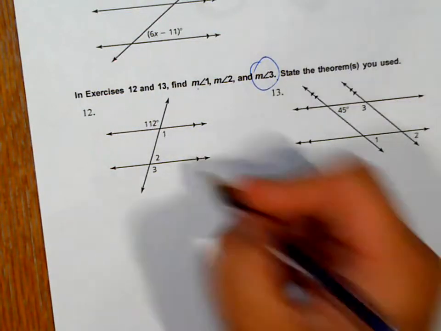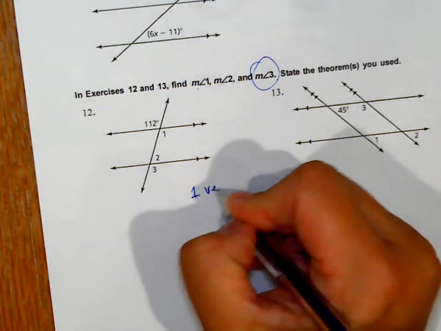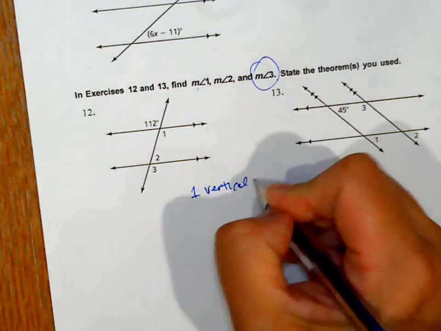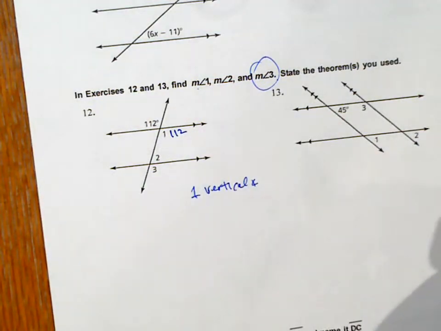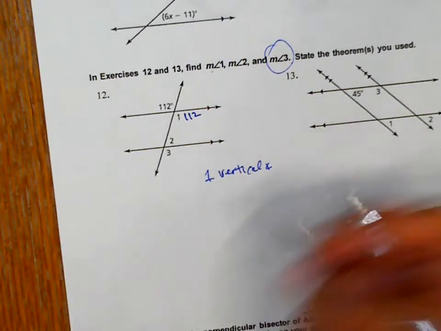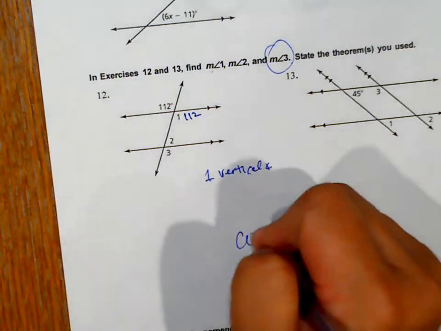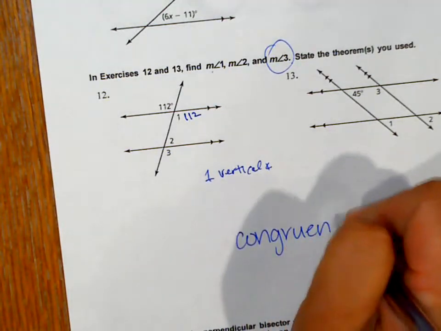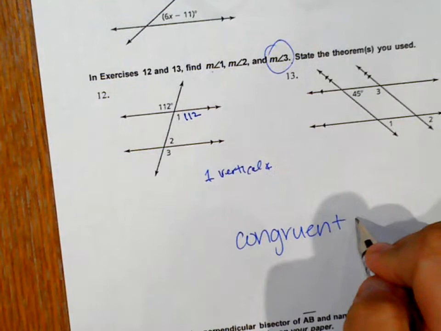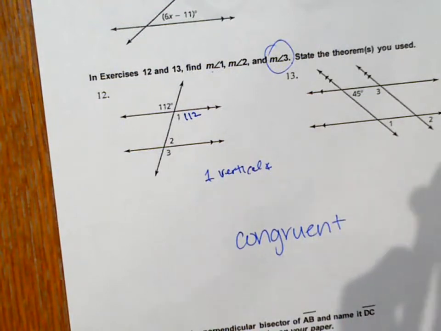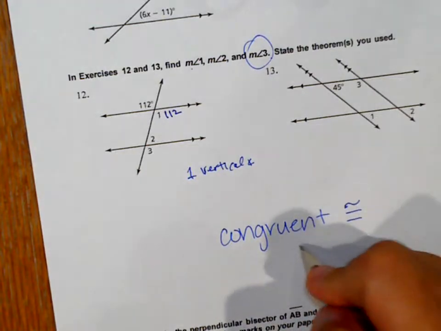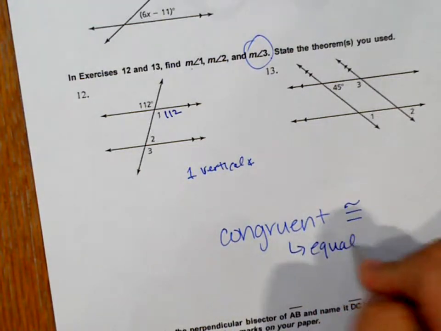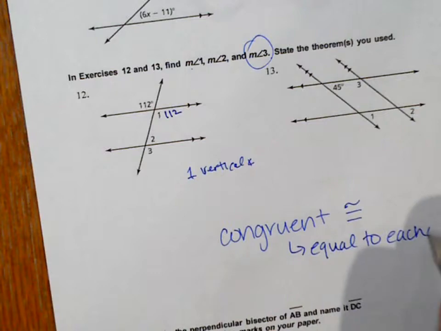Those are vertical angles. So for number 1, I'm going to put vertical angles, and vertical angles are congruent, so that's going to be 112. I just used a word, congruent. I don't know if everybody was taught that word. Congruent means that they're equal to each other. The symbol for congruent is that. Okay, so that's what that one means.